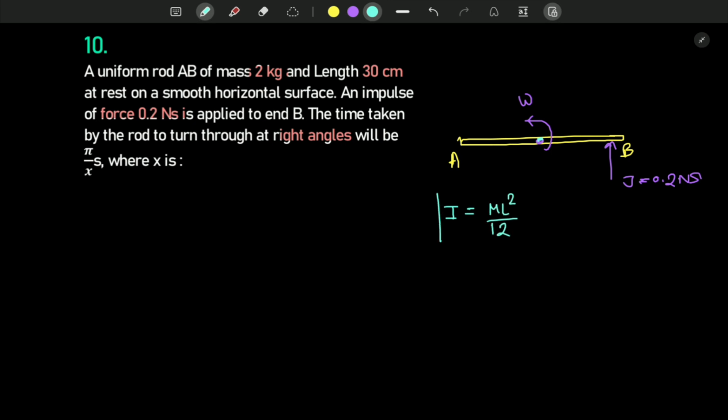You should all remember the moment of inertia formulas. At the end it is ml square by 3 and at the center it is ml square by 12. I am not putting the values now, we will do that at the end. You should also keep the formulas as they are and try to do the calculations at the end.